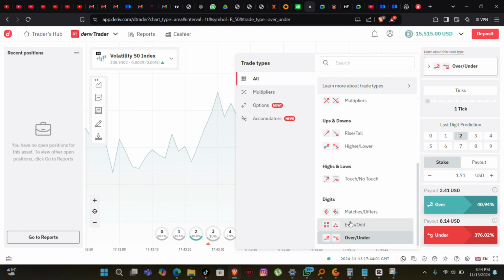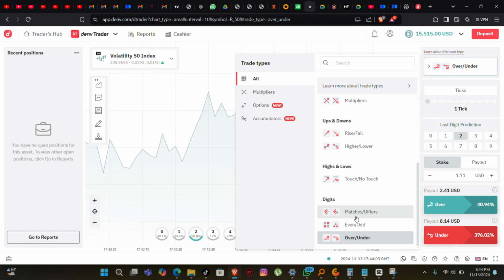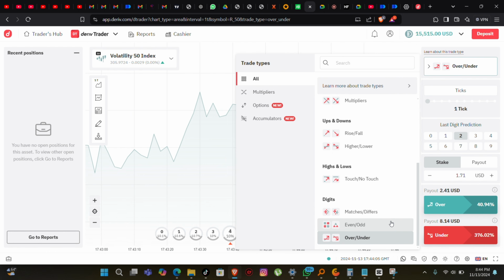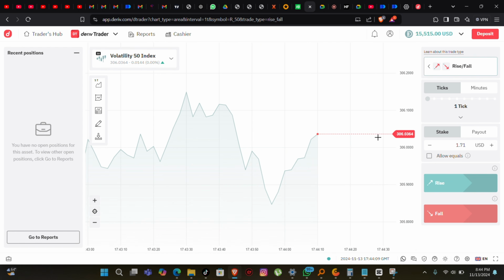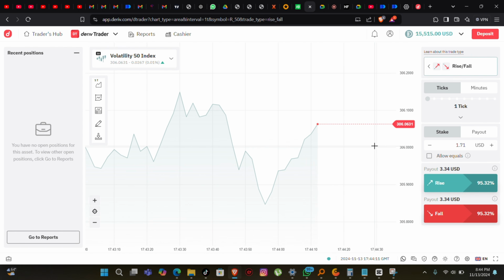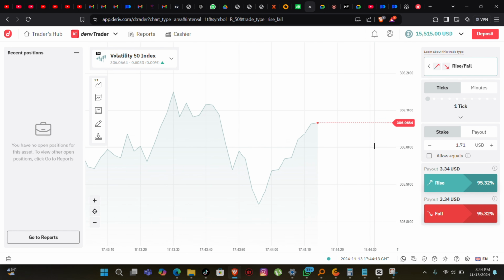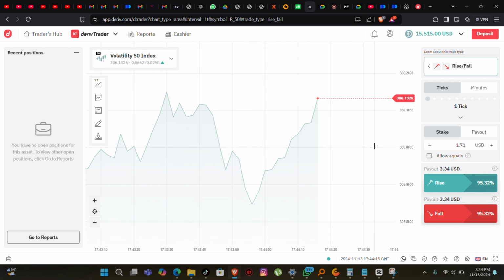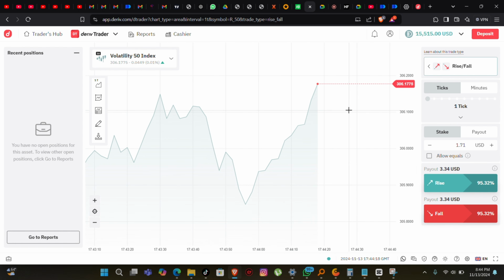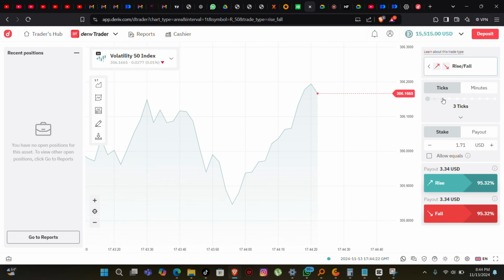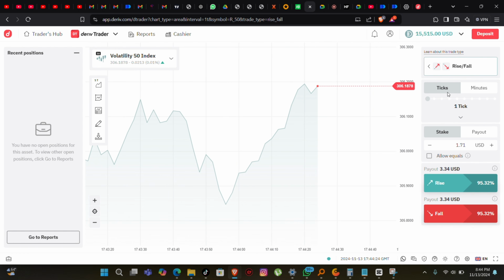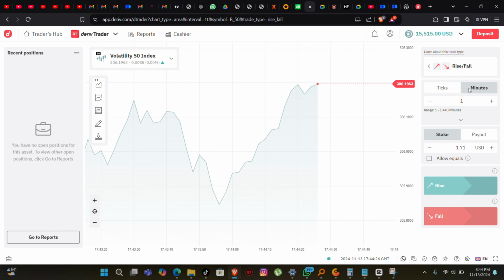Now we are trying to trade in this case what we call rise and fall. So rise and fall, then once you enter, you will enter DERIV trader. Entering DERIV trader is easy. So you will enter DERIV trader, the only thing you need to change is now here on time. You see it is 1 tick. So you're going to change from ticks to minutes.